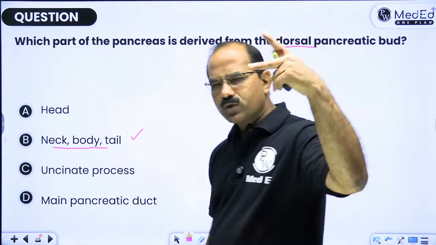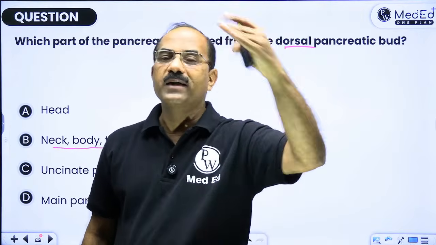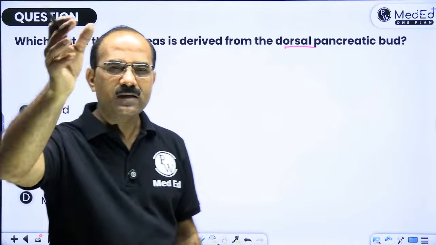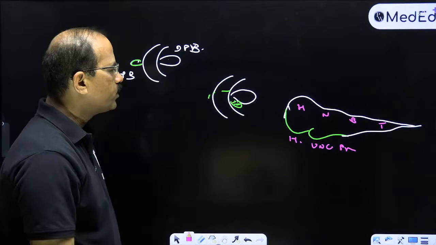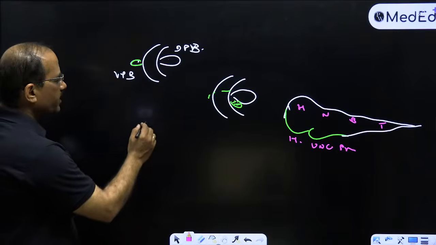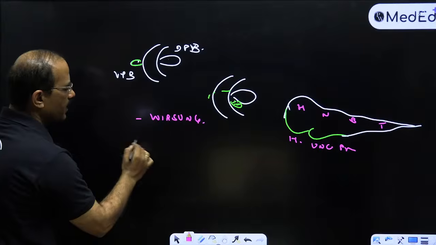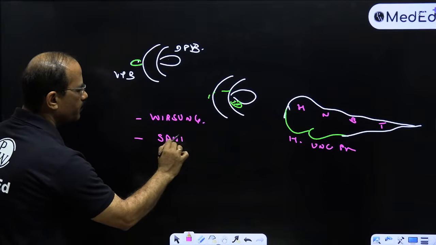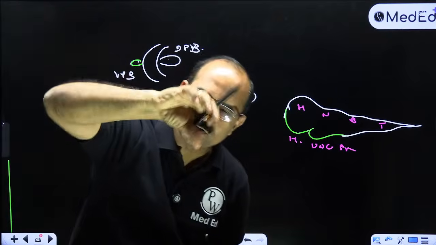Okay, now there are two pancreatic buds. What is the main pancreatic duct known as? Any guesses? The main pancreatic duct and the accessory pancreatic duct. There are two pancreatic ducts. What is the main pancreatic duct known as? Any guesses? The main pancreatic duct is known as the duct of Wirsung, and the accessory pancreatic duct is known as the duct of Santorini.